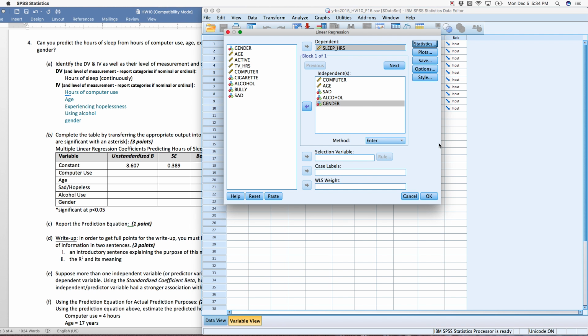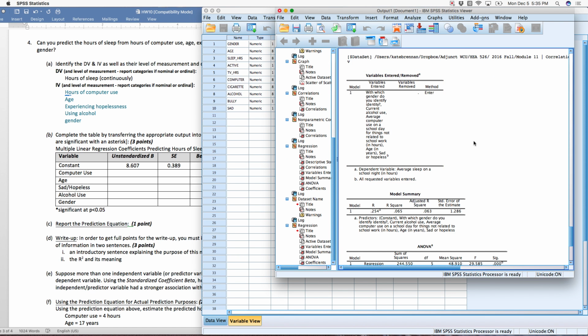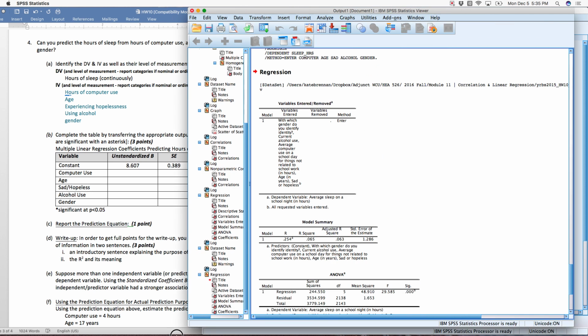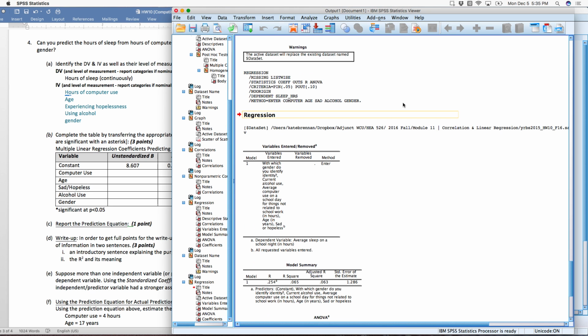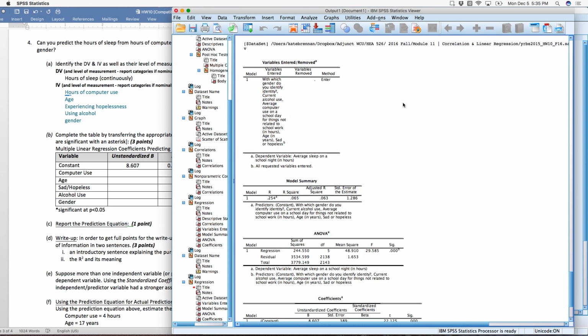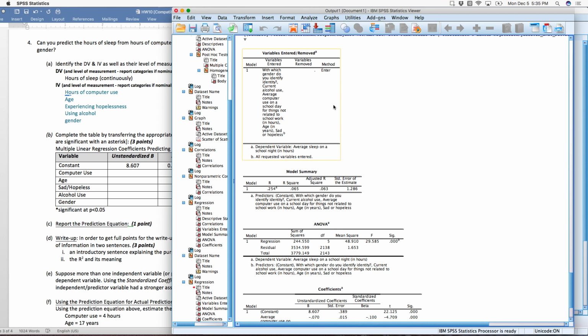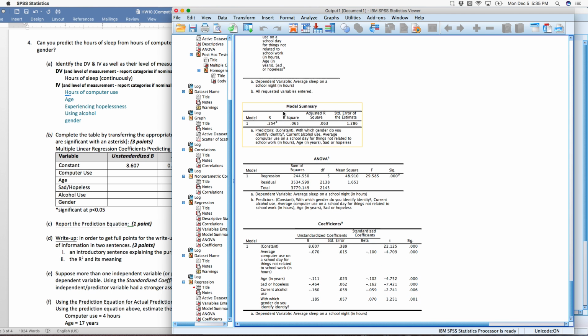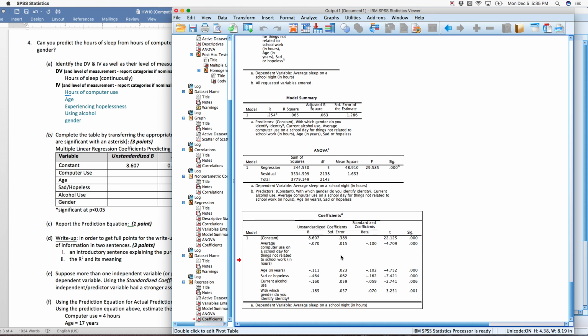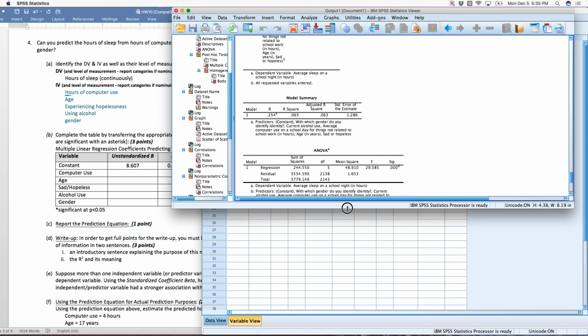Is everyone okay here? Okay. So then we press OK, and we get our results. So first, we notice that it didn't come up with anything saying that there's an issue, which is good. So we have all of these variables were entered. Here's our model summary. So our R value is 0.254, and our R squared value is 0.065. We're going to skip this ANOVA table and come down to our coefficients in order to fill out part B of the question.